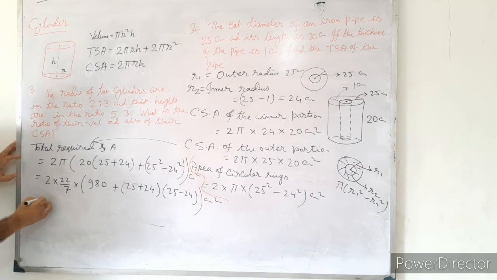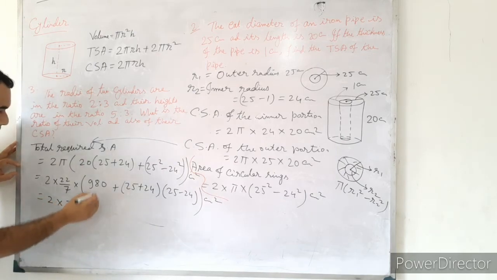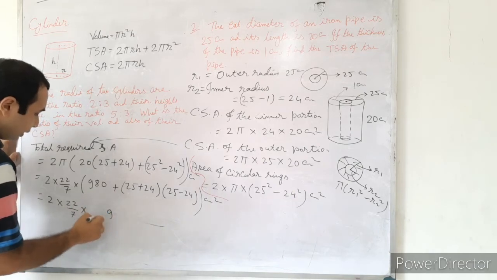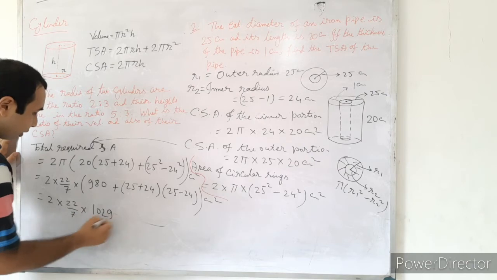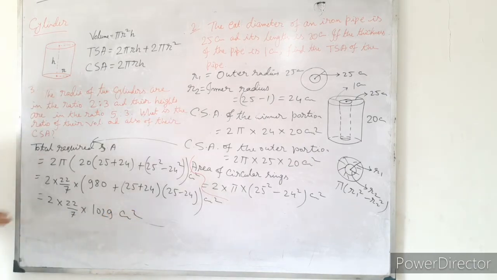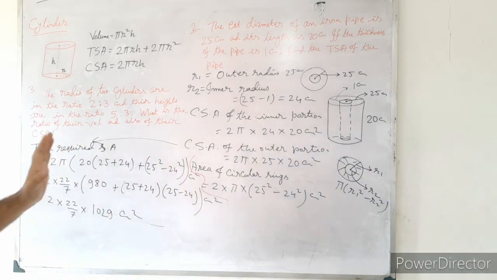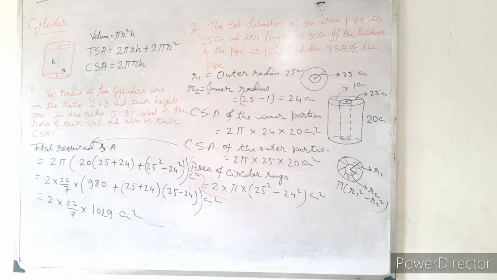So directly it will come 2 into 22 by 7 into 980 plus 49. So 9 and 2 here. So it is 1029 centimeter square. You will do the last calculation here. I am not doing it. So this is the proper way to do the calculation. And okay students, so I think that you have understood this one. The last example I am doing here. After that we will go to the next part, that is the cone.